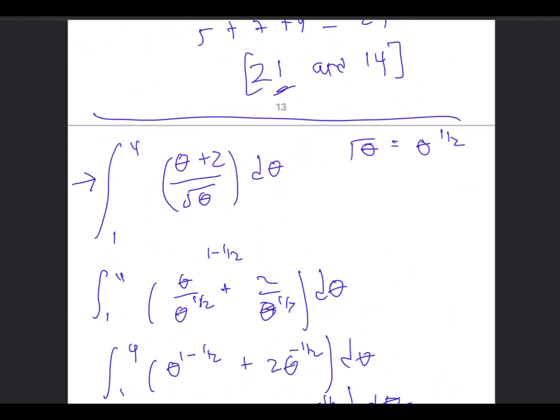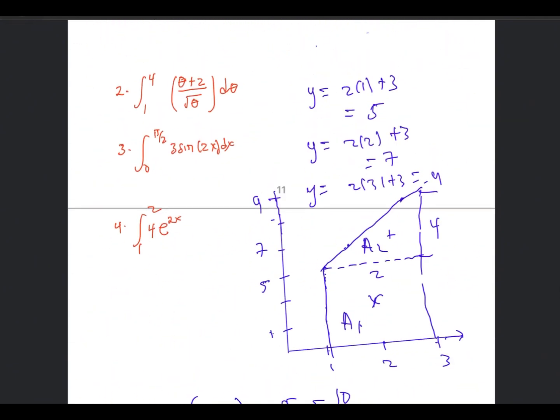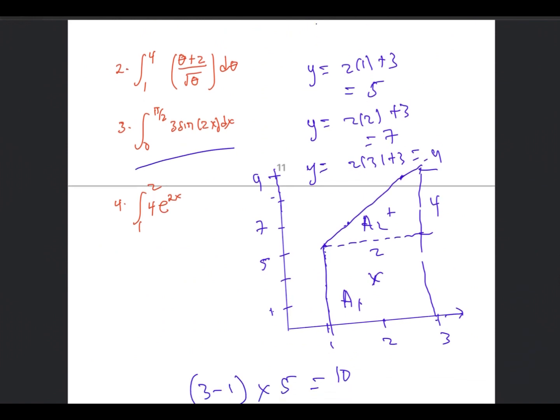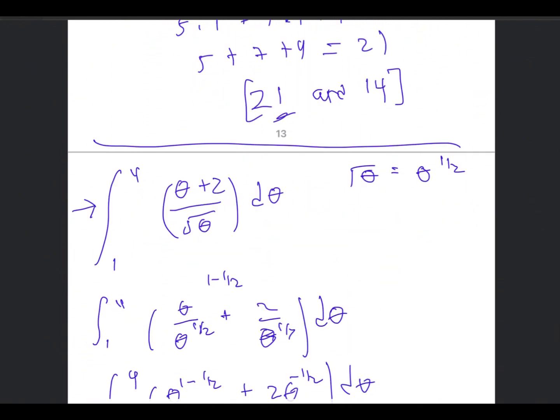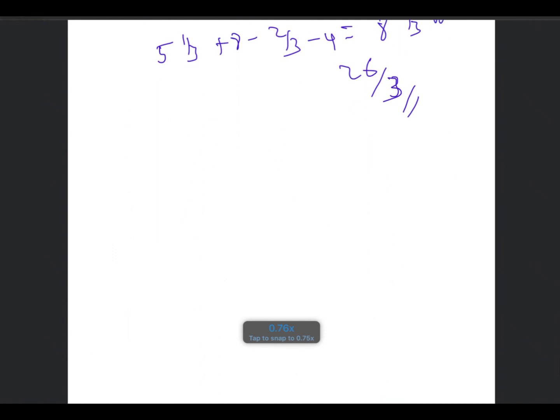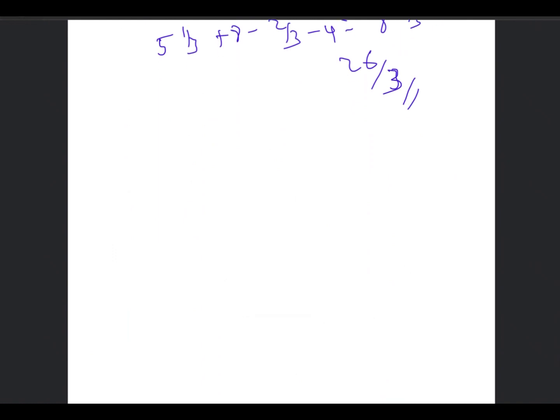So that's our answer. The next question that we have on our board is the integral of 3 sine 2x. So let's quickly look at that one. You can pause the video and solve this question before you come and check your answer. So from 0 to pi over 2, 3 sine 2x dx. So now this is what we have.